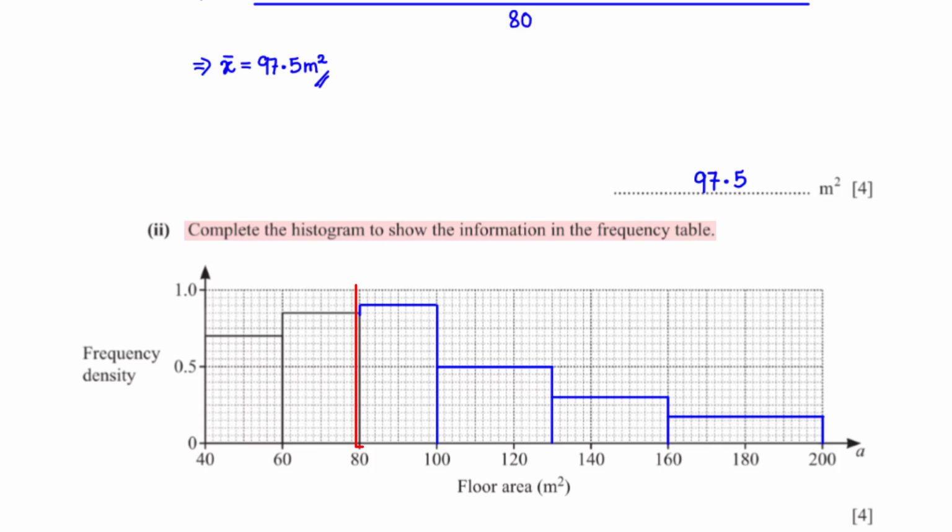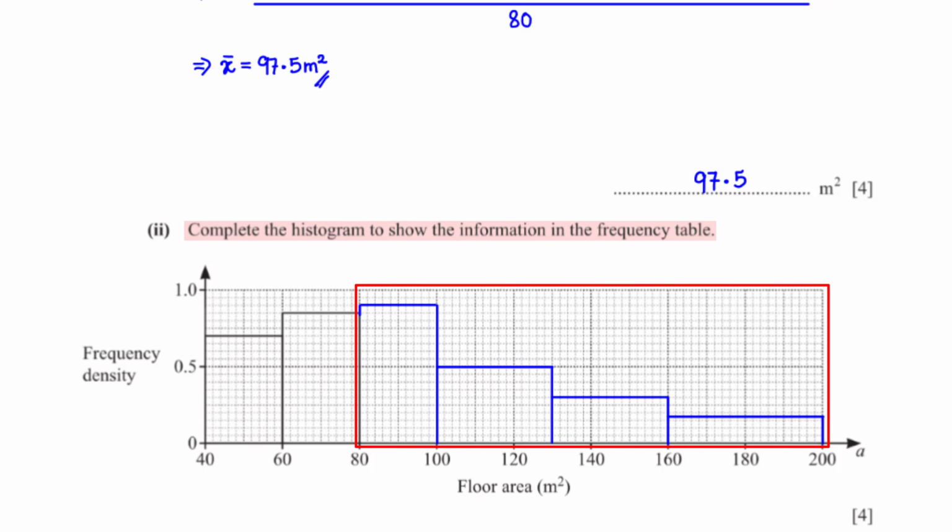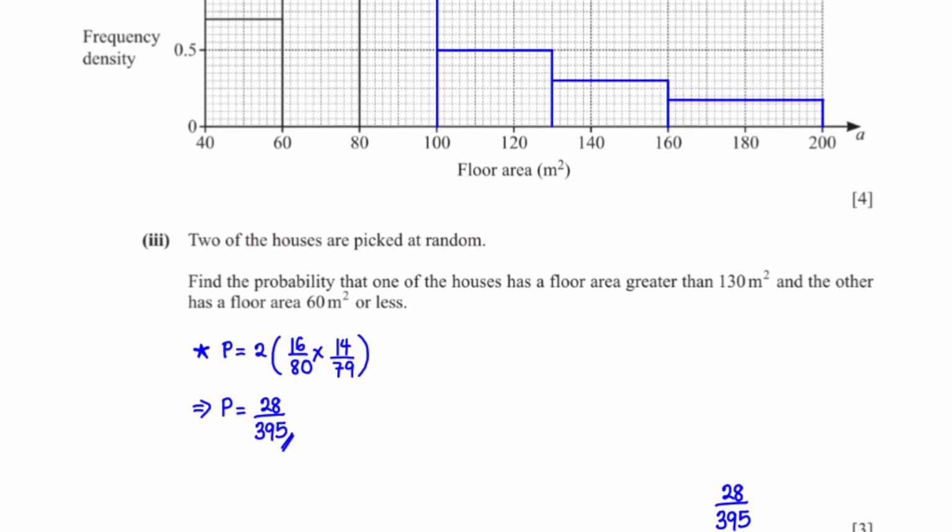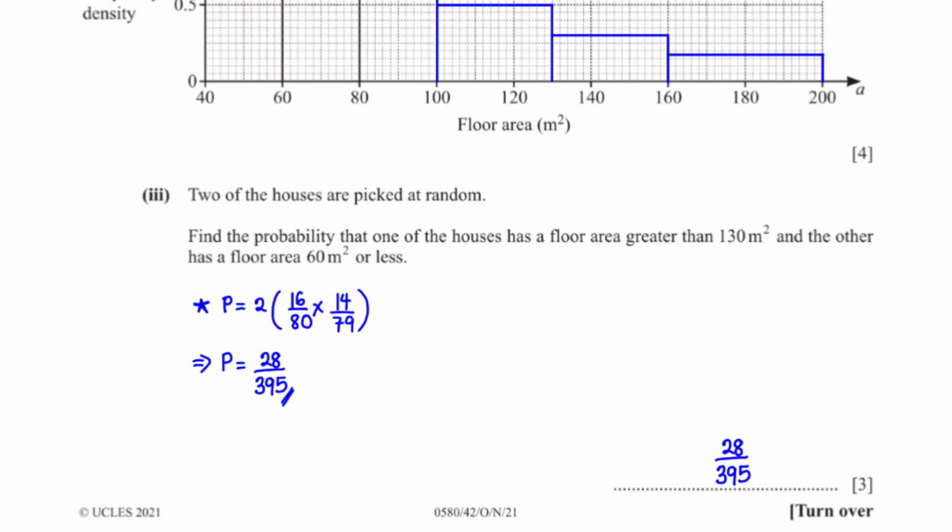So now, after marking all the different intervals on the horizontal axis of the grid, we can map out their heights using their frequency density values. 2 of the houses are picked at random. Find the probability that one of the houses has a floor area greater than 130 meters squared and the other has a floor area 60 meters squared or less.